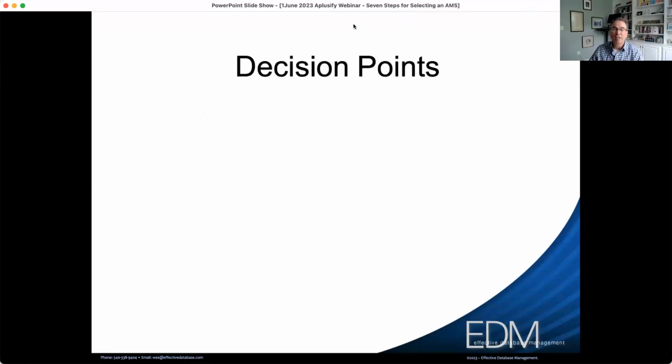Outstanding. All right, so when it comes to actually choosing your AMS, it really comes down to 3 broad points. The first, of course, is functionality. We've identified our must-haves, our nice-to-haves. Does it address the majority of the functionality that we need? Remembering that no system is perfect.